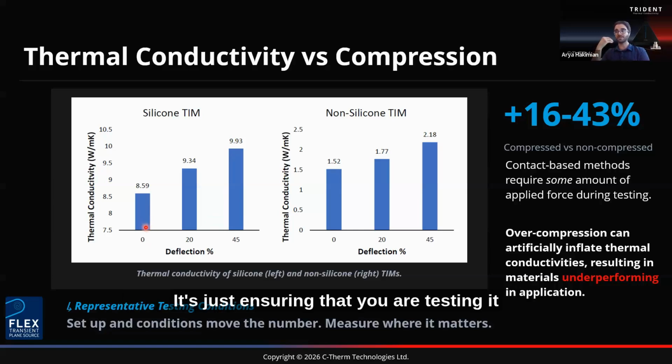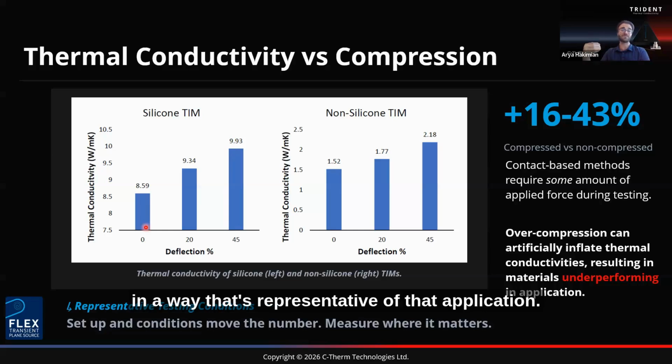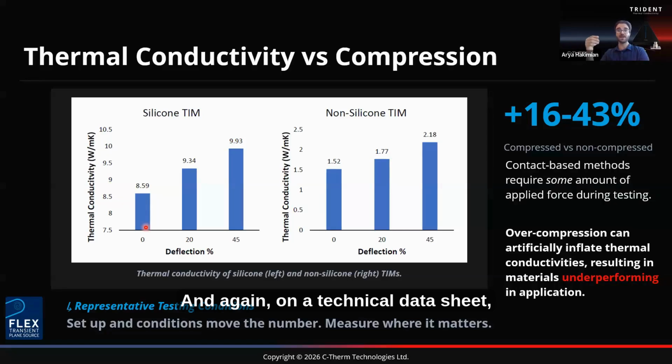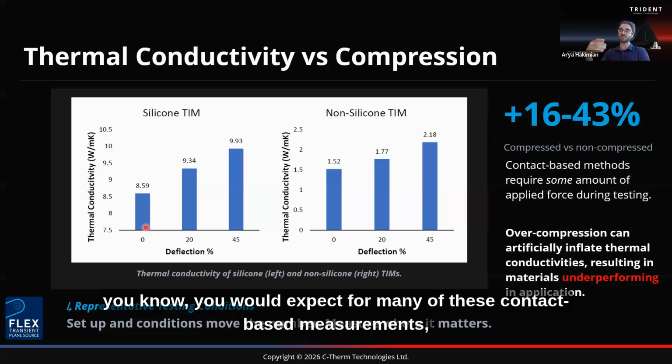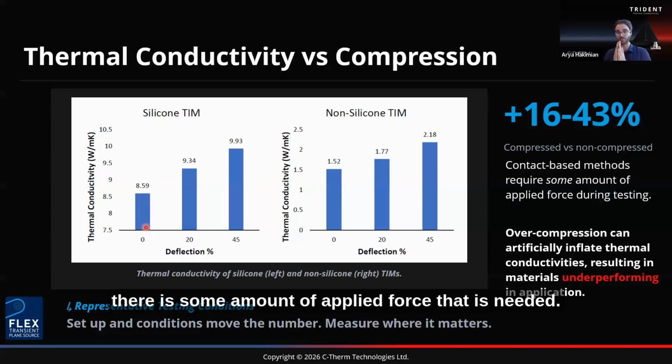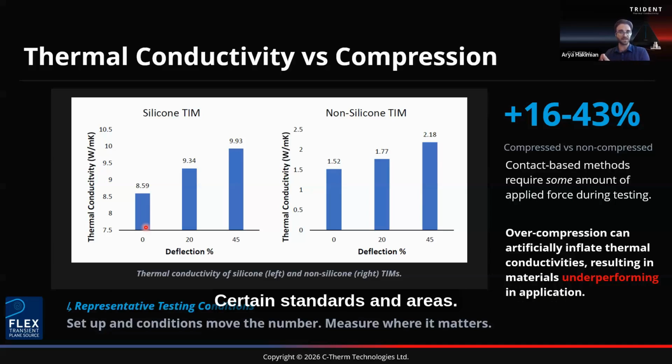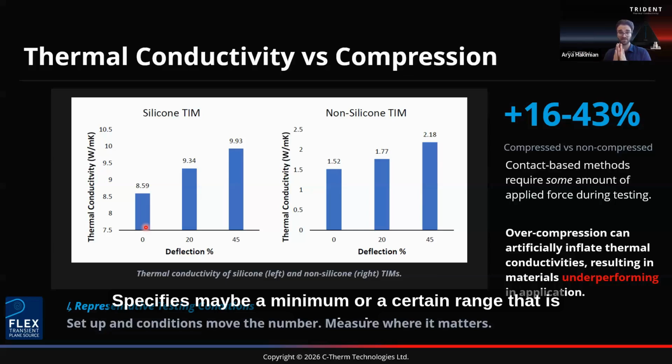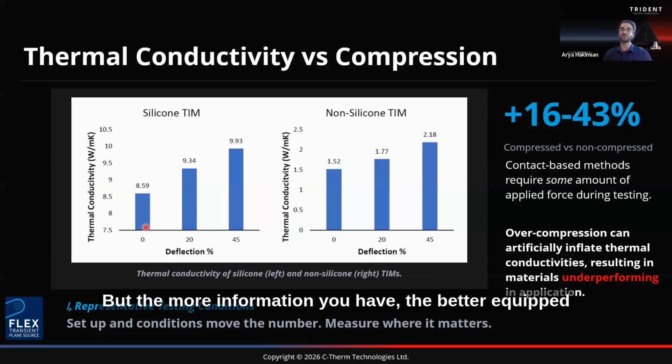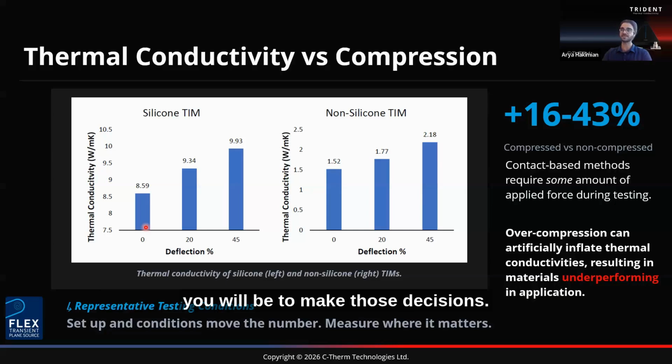So again, it's not that this state or that state is better than the other. It's just ensuring that you are testing it in a way that's representative of that application. And again, on a technical data sheet, if not otherwise specified, you would expect for many of these contact-based measurements, there is some amount of applied force that is needed. Certain standards and areas will specify maybe a minimum or a certain range that is required. But the more information you have, the better equipped you will be to make those decisions.